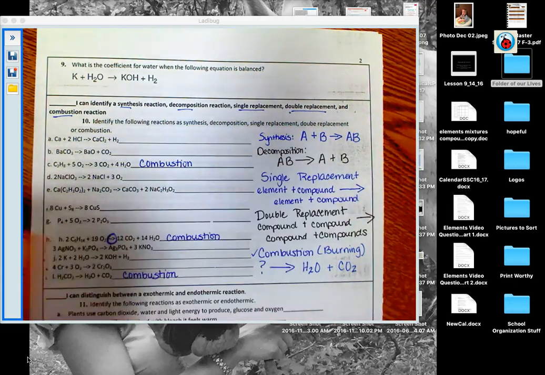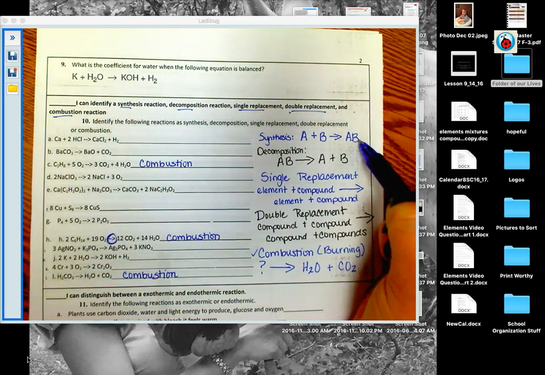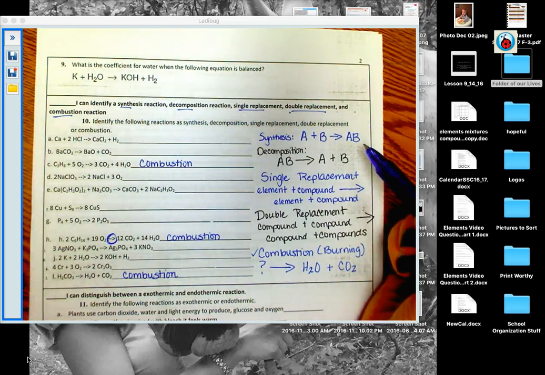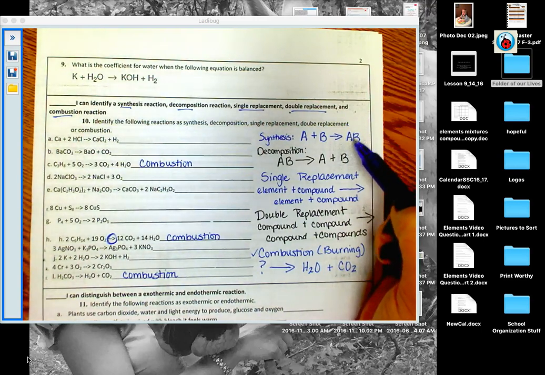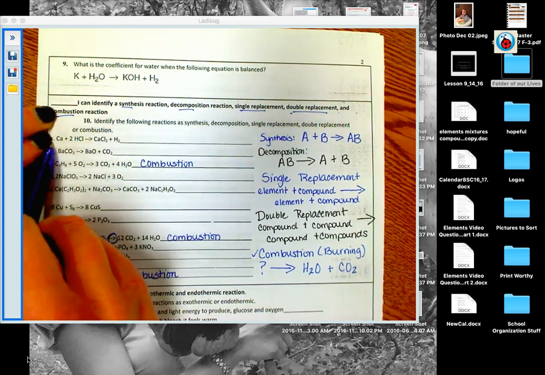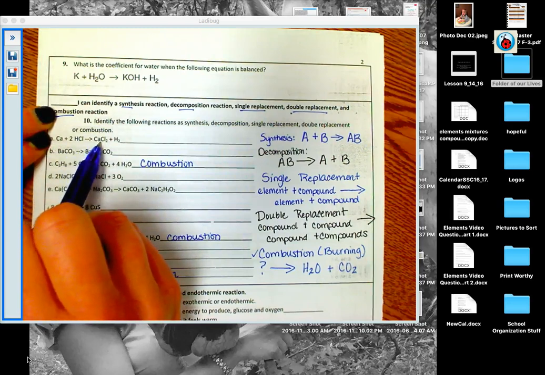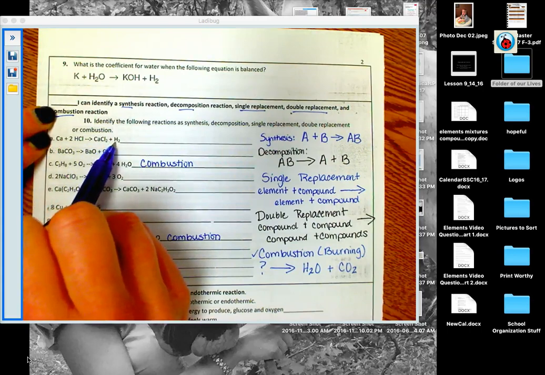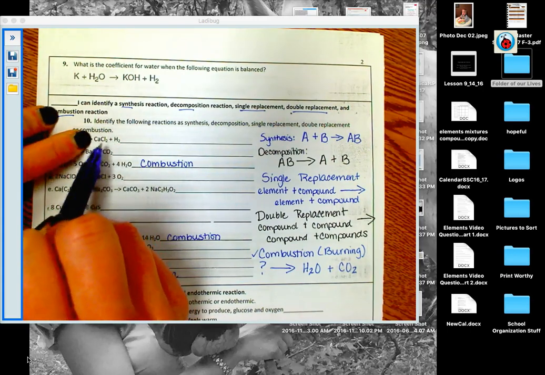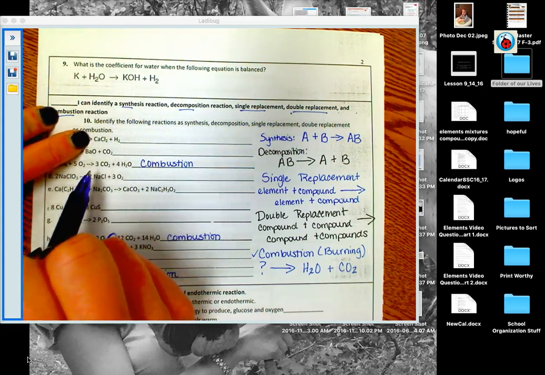Okay, so synthesis is when you start with A plus B and you end up with A and B added together or joined together. And when they're joined like this, they are bonded to one another, so they can't be separated. So for A, right here, I have Ca plus HCl yields CaCl2 and H2. That does not qualify because your products have a plus sign. It's not A and B together, it's A plus B again, so that doesn't work.